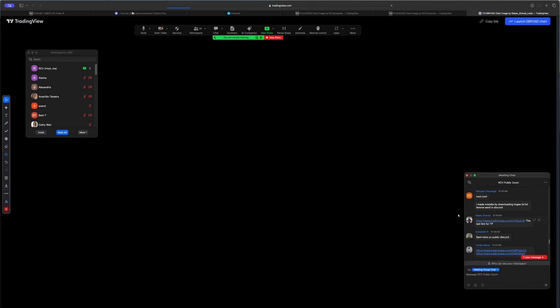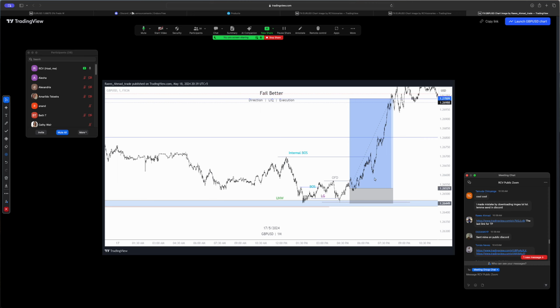Oh, the last thing for TP. Yep, this was the full TP. Yep, so like I said, internal entry, external bias, that complexity is what gives you a higher risk to reward.